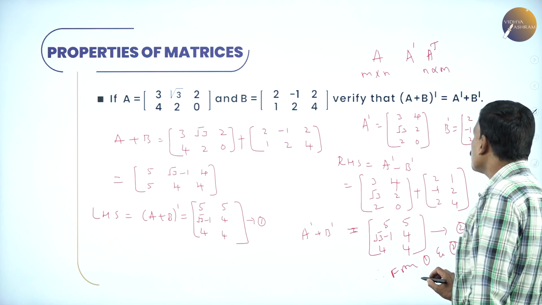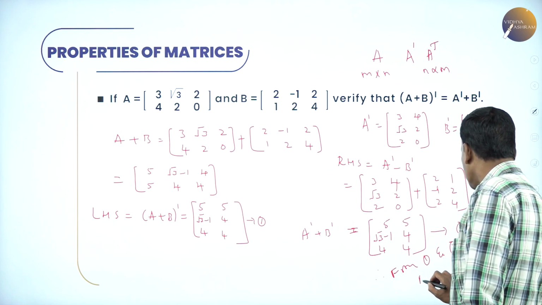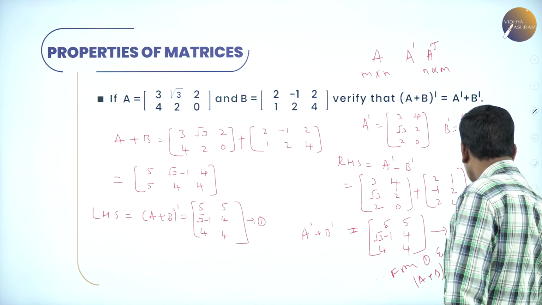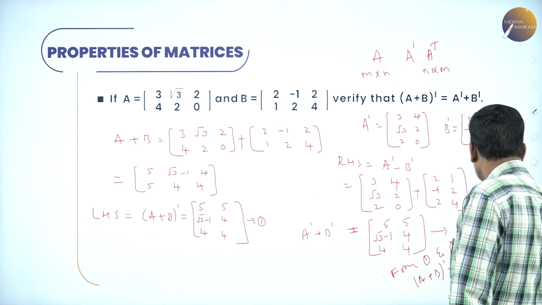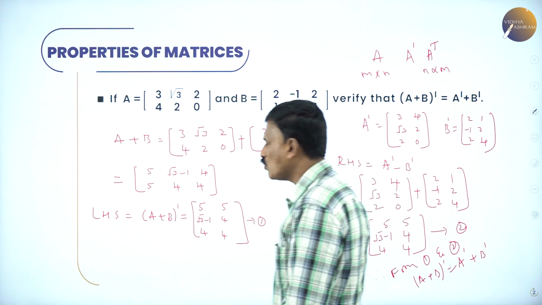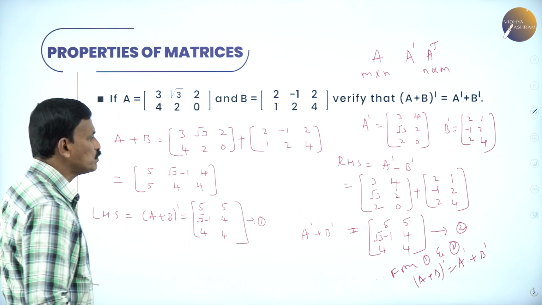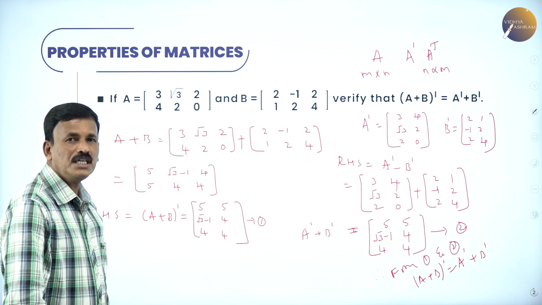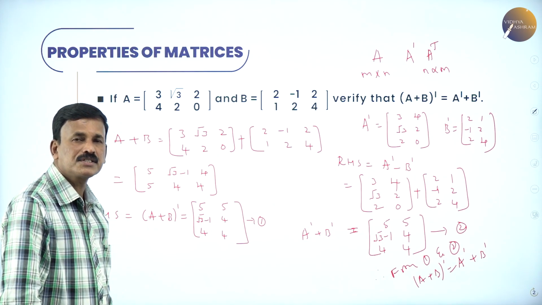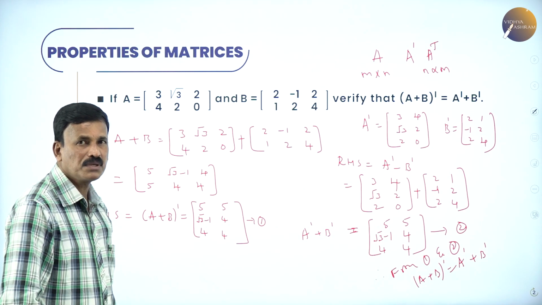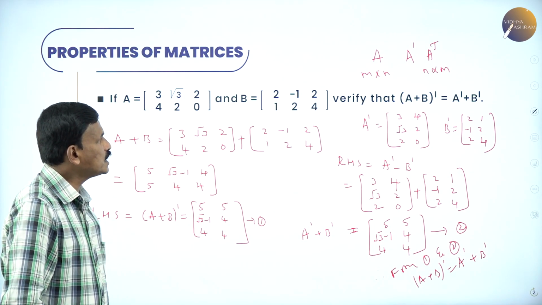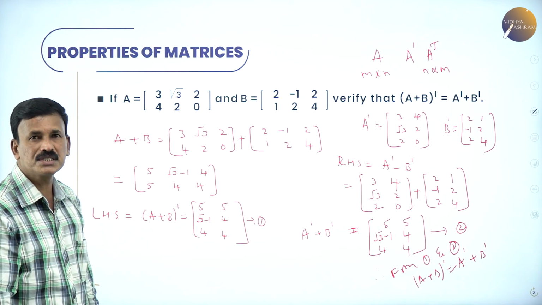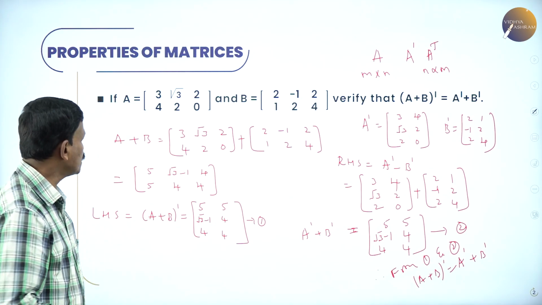So therefore from 1 and 2 we can say that (A plus B) whole dash is also equal to A dash plus B dash. For the same problem, if I take the negative sign, (A minus B) whole dash is also equal to A dash minus B dash. So let us take A dash minus B dash for this.